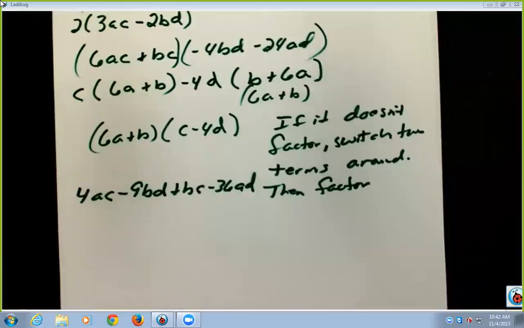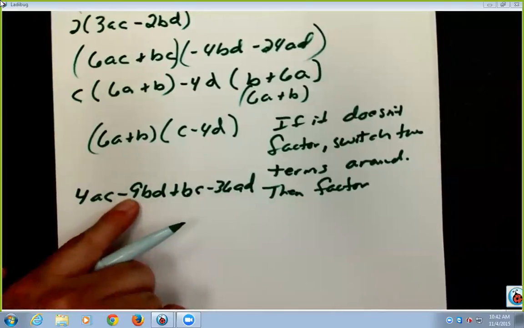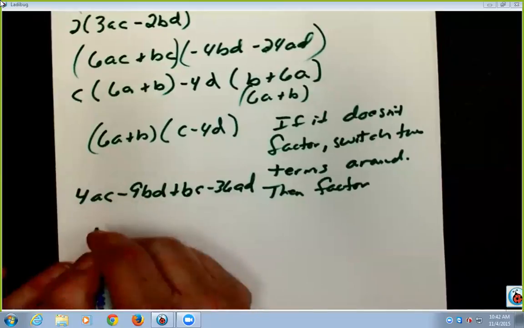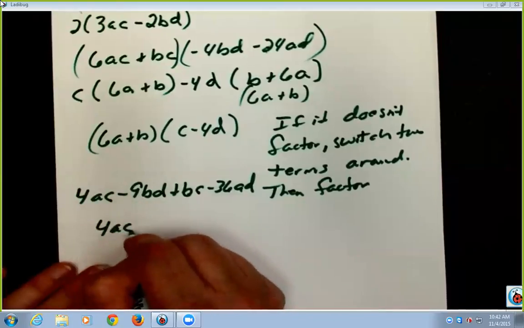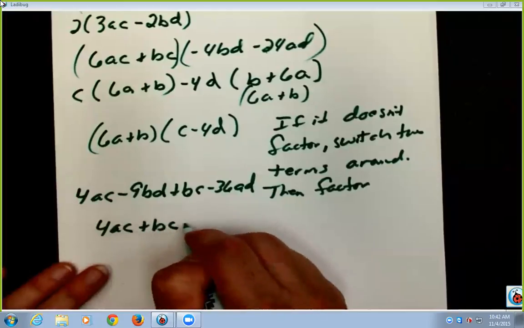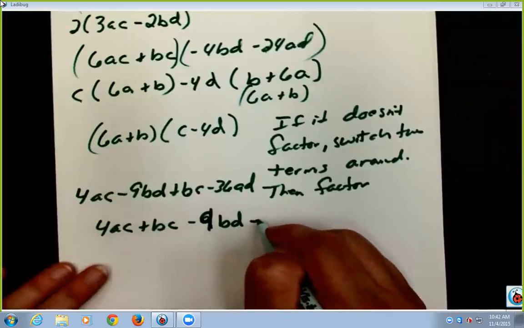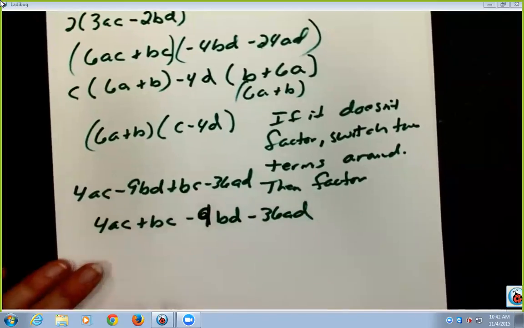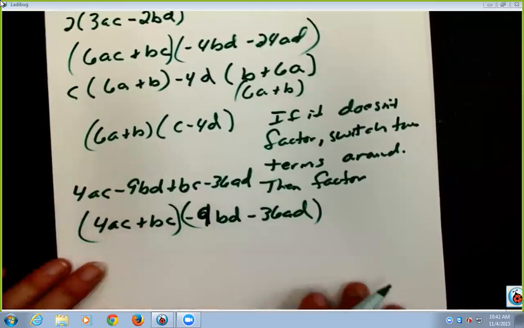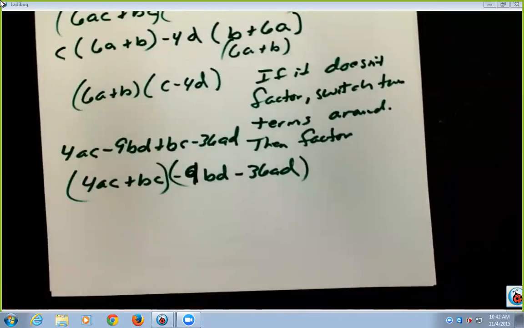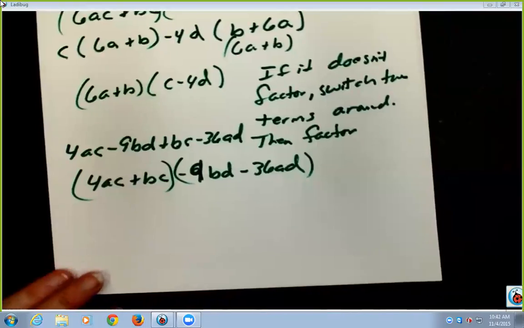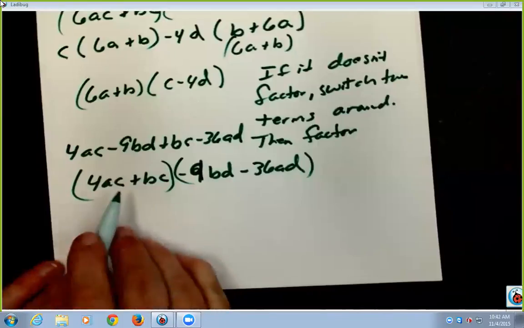So if we just flip-flop BC with negative 9BD, we might be getting somewhere. So 4AC plus BC, whoops, minus 9BD minus 36AD. Now if I group them, I'll be good, okay? So they sneak them in. So just be aware that they kind of like to give you strange stuff at some points.